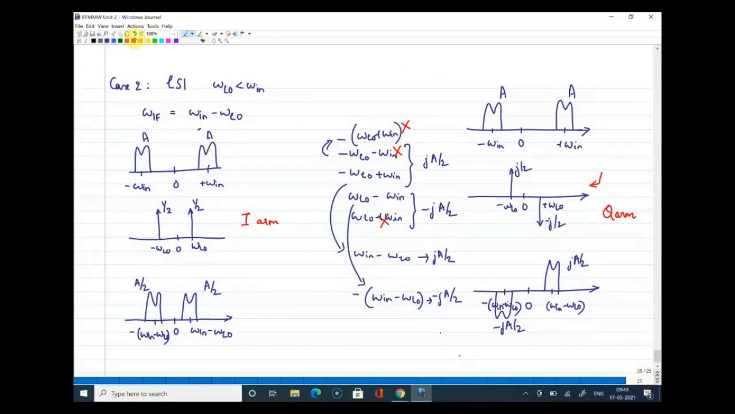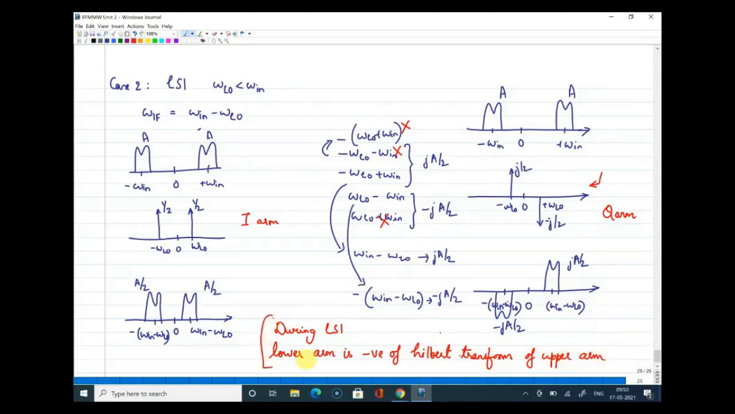Now I'll make another observation. During LSI, whenever you perform low side injection, the spectrum emerging at the lower arm is not the Hilbert transform, but the negative of the Hilbert transform. The lower arm is actually the negative of the Hilbert transform of the upper arm.